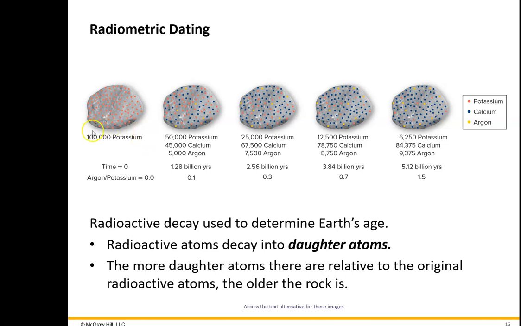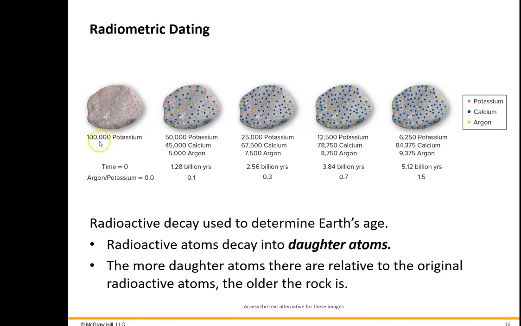All right, so here's just one example. I'm going to use potassium. There's a radioactive type of potassium, potassium 40. It has a very long half life, about 1.3 billion years. So basically, what that means, and this is true no matter what the radioactive substance is, so this happens to be potassium.